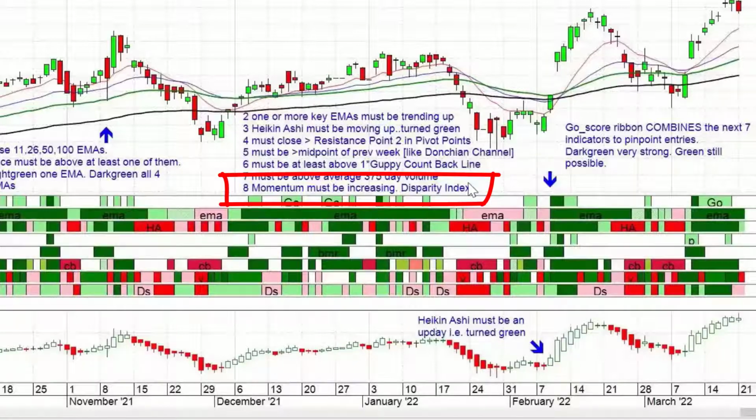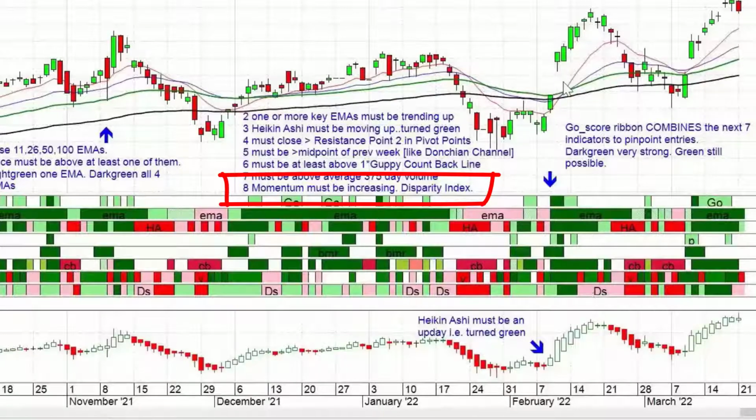And I like to see the disparity index moving above the smooth disparity index, so the momentum is increasing slightly. To be included, it must be green here along the bottom. And one interesting thing I noticed was when it turns pink here, it's running out of steam, possibly running out of steam.